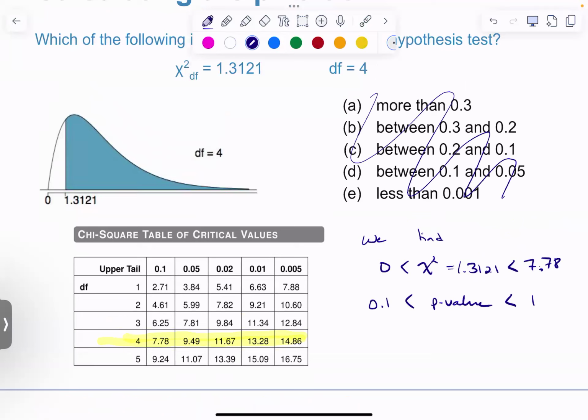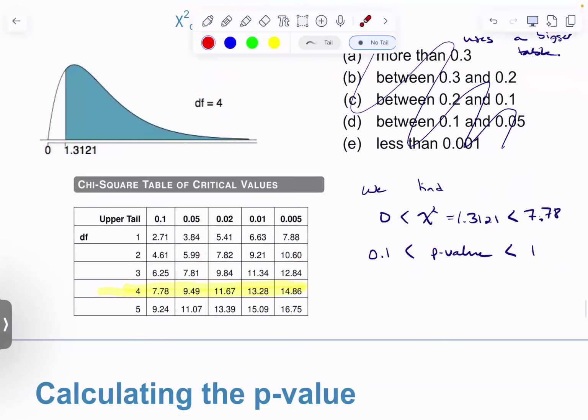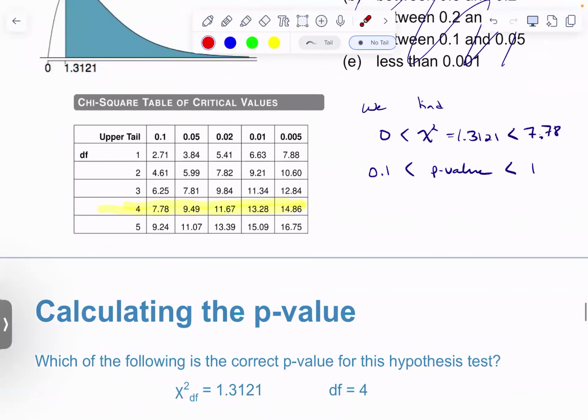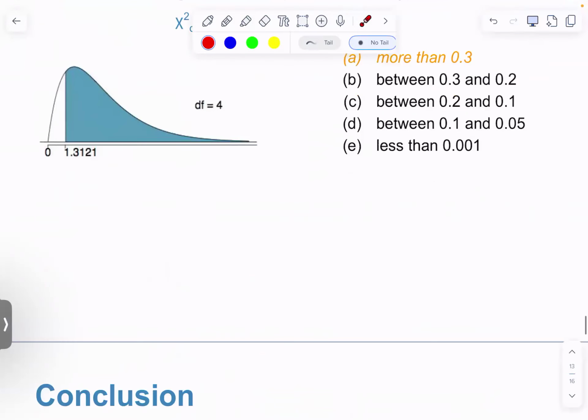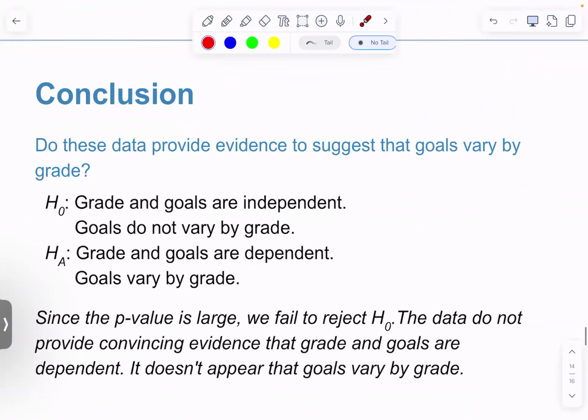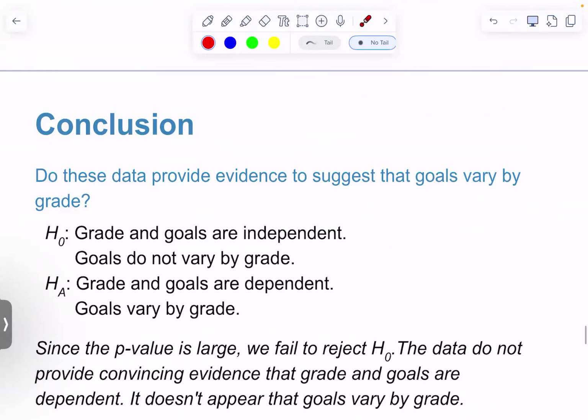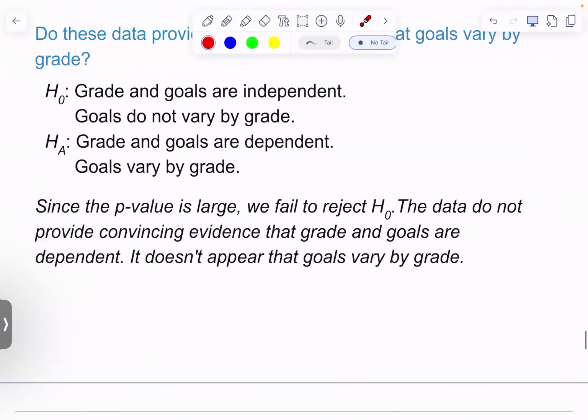You can ignore this. This uses a bigger table. So for us, we've got these itty bitty chi-squareds, boring. So if our p-value is large, which it is, somewhere between 0.1 and 1, that's large. So then we do not have enough evidence to reject H naught.